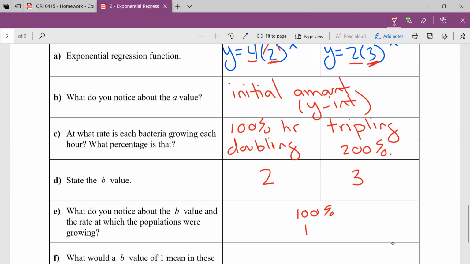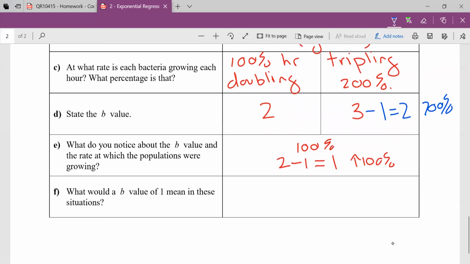So if I'm looking at this one here, the b value was 2. Where do I end up? Now I'm at 2, and I started at 1, so what did I just increase by? I increased by 100%. If I did it for the other one, I have a rate of 3, but I started at 100%, so 3 minus 1 is 2. Well, that's 200%. I'm going up by 200% each hour. So I always want you to think we begin with 100%.